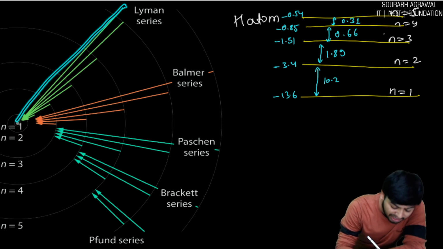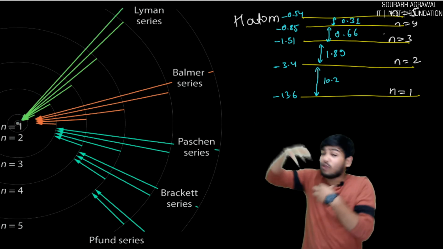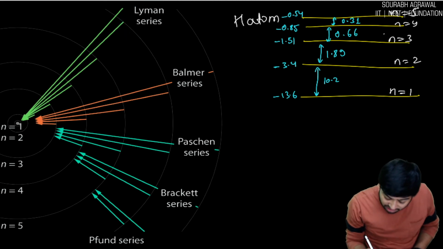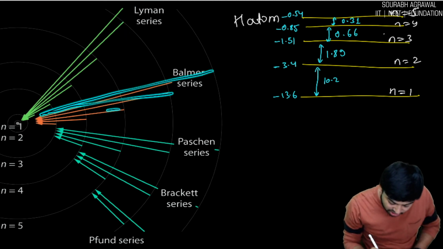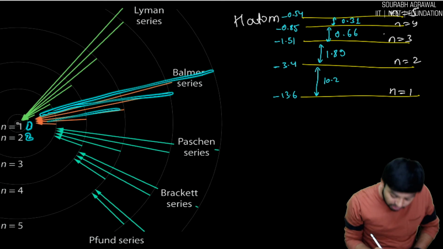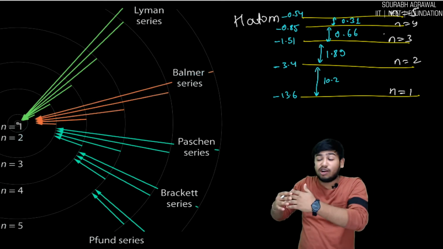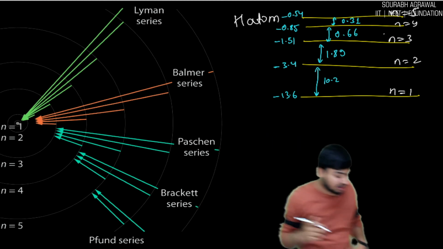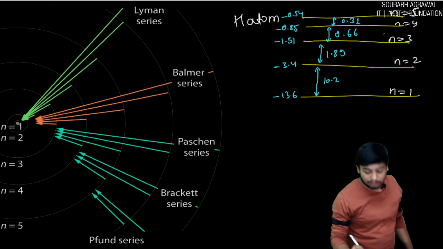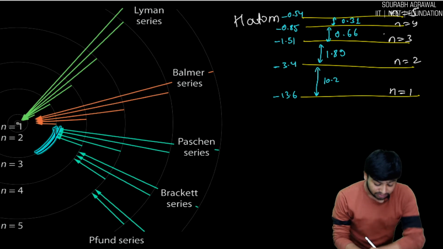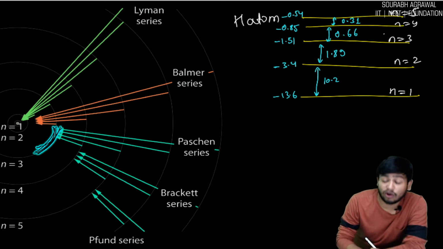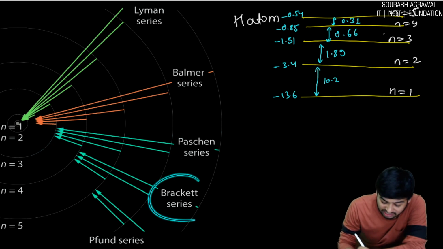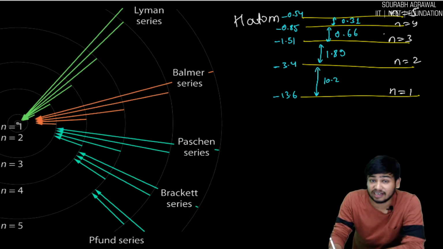Any radiation that comes when an electron is jumping from any state to n equal to 1, that series is known as the Lyman series. When an electron is coming from any state to n equal to 2, to the second orbit, then all those wavelengths come in the Balmer series. Similarly, when an electron is jumping from any state to n equal to 3, that is known as the Paschen series, then the Brackett series, then the Pfund series, like that. Are you getting the point?